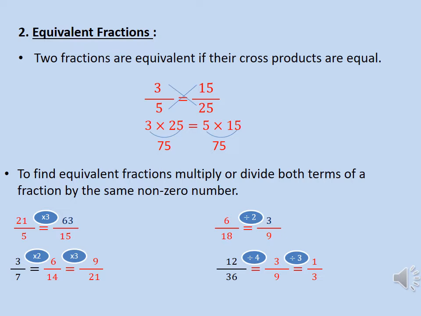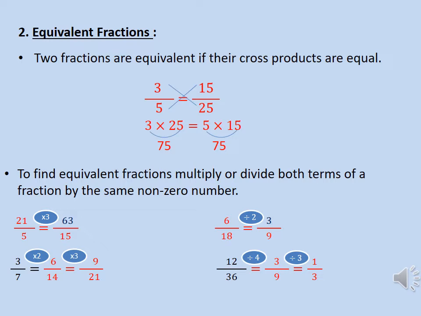3 over 7 is equal to what? How can we find an equivalent fraction? Multiply both by 2. 3 times 2, 6. 7 times 2, 14. Then 6 over 14 is an equivalent fraction. We can also multiply by 3. 3 times 3, 9. 7 times 3, 21. 9 over 21 is also an equivalent fraction.